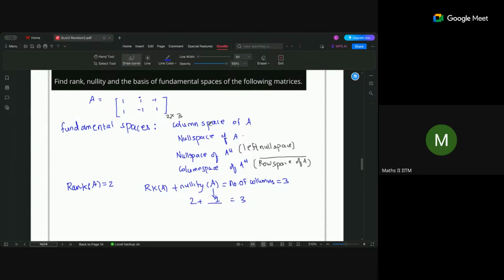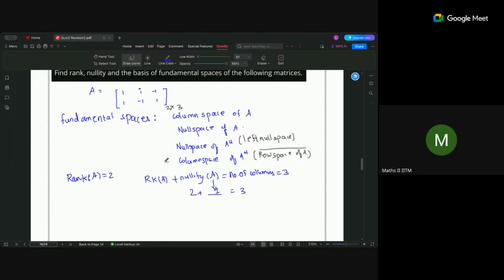Next we are going to find the column space. So what is the basis for the column space here? Can we take the first and second column? Or you can take the first and third also, they are also linearly independent. This forms a basis for the column space of A.